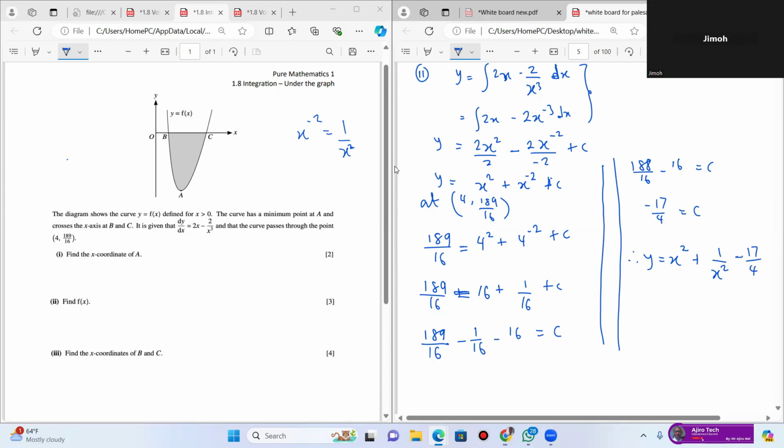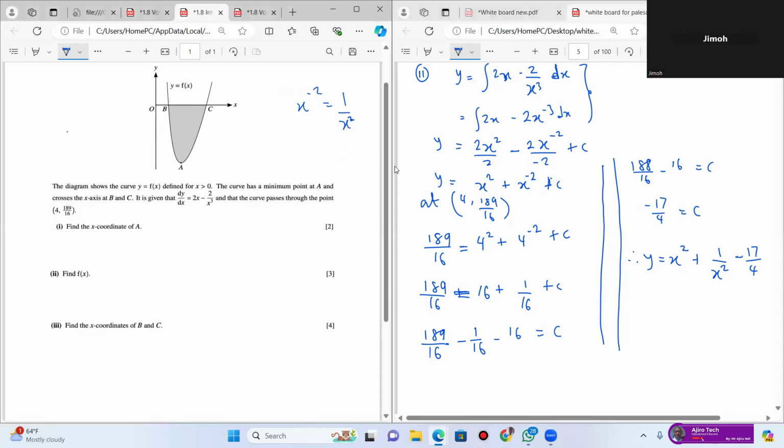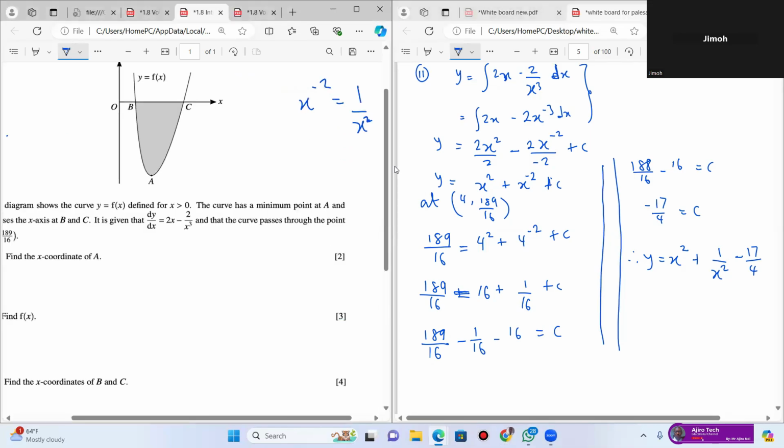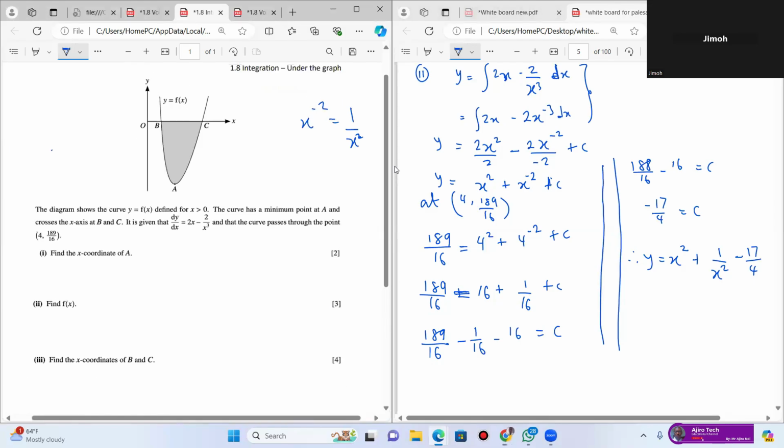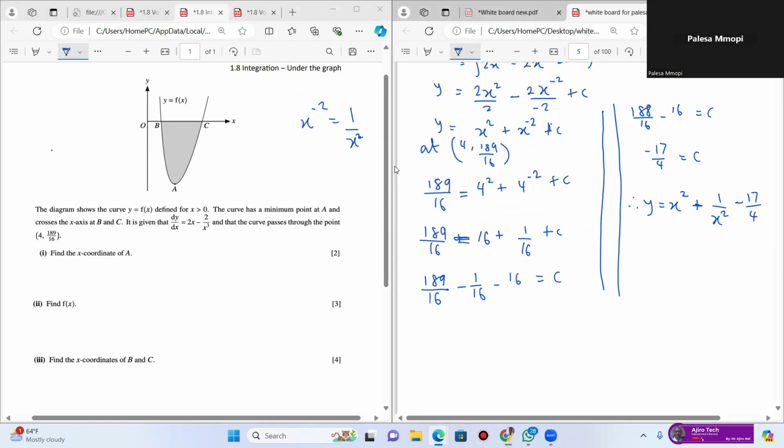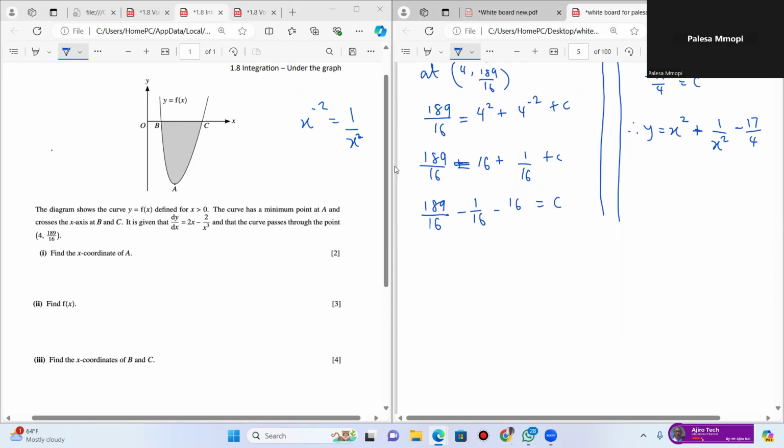Now find the x coordinates of B and C. What do you think you do to find the x coordinate of B and C, based on what the graph looks like? You have the equation already. The y coordinate of both of them is 0. Correct, that's good.